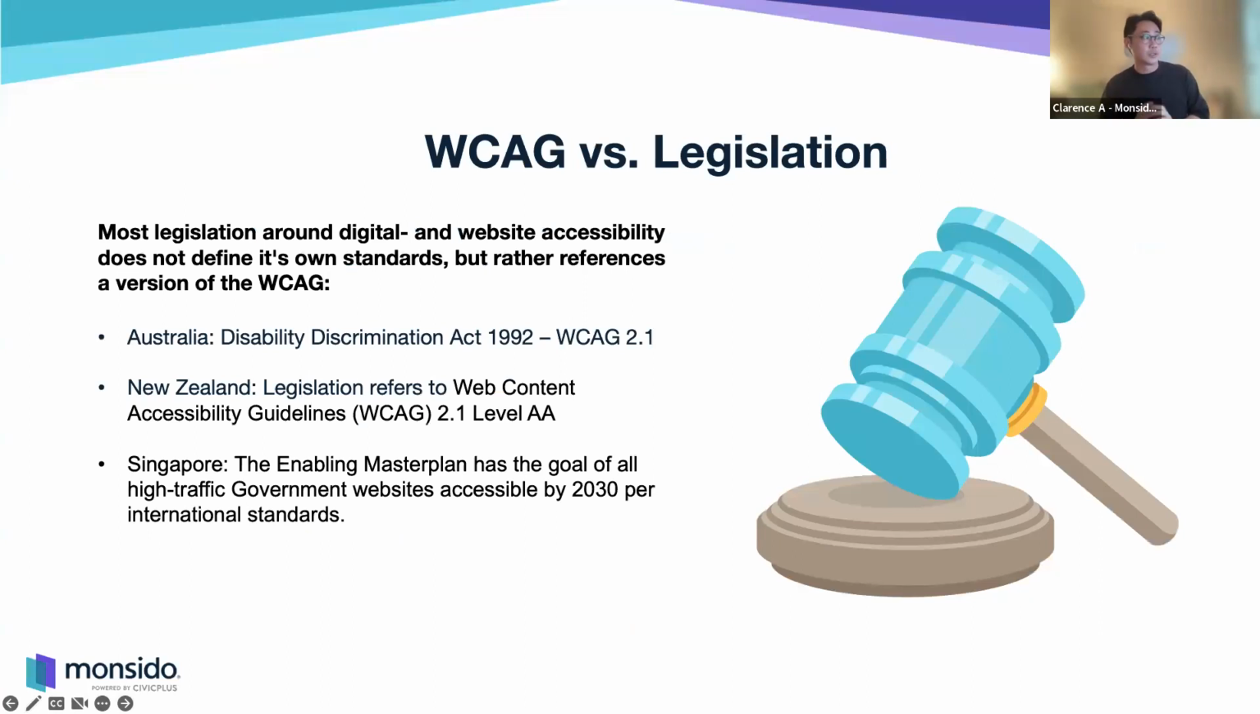Cool. So I want to talk about WCAG versus the legislation. So typically, at least here in Australia and New Zealand and Singapore, legislation does not offer its own guidelines, but it does reference WCAG. So here in Australia and New Zealand, it is a requirement for your services to be inclusive and accessible. I know for a fact that Australian government agencies are indeed required to meet WCAG 2.1 level A.